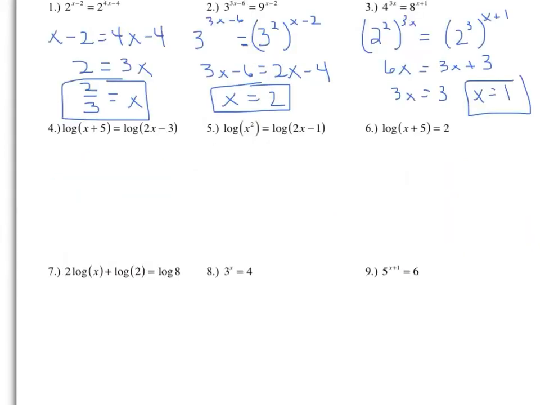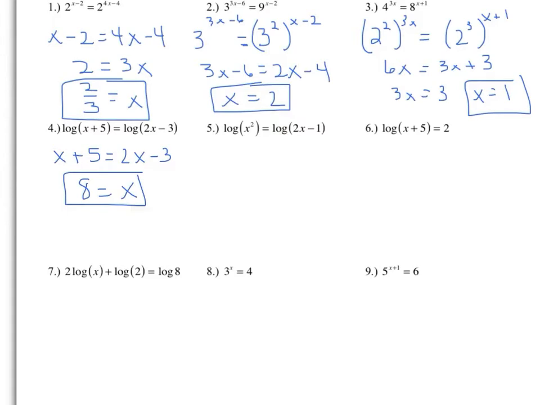For number 4, this is similar to the other problems, except we have a log and they're both base 10 on either side. So that means that we can set x plus 5 equal to 2x minus 3. Again, we can do that because on both sides we have a log with the same base. So if we solve this one, we get x equals 8.